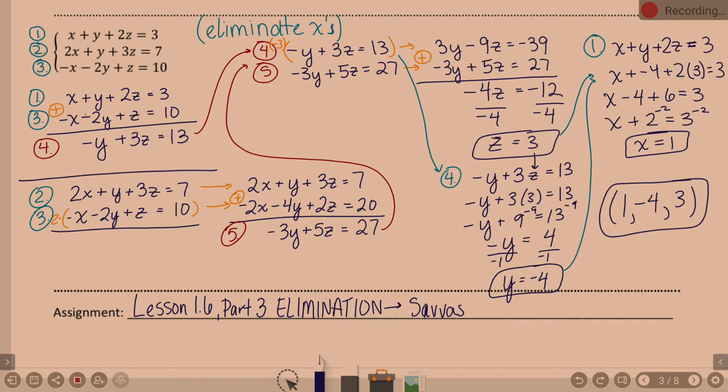To my knowledge, you will not come across any fraction or decimal answers. So what's that mean if you get a fraction or decimal answer in your work? You're wrong. Stop there, backtrack looking for a mistake. You're wasting your time if you continue and put that into Sabbath, okay? So I have not seen anyone get fractions or decimals.